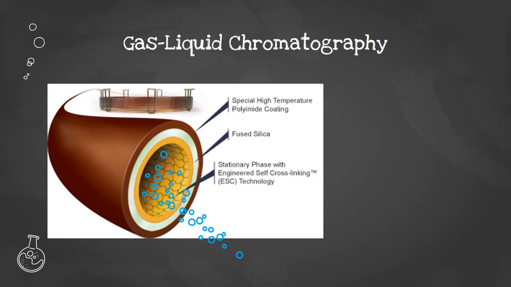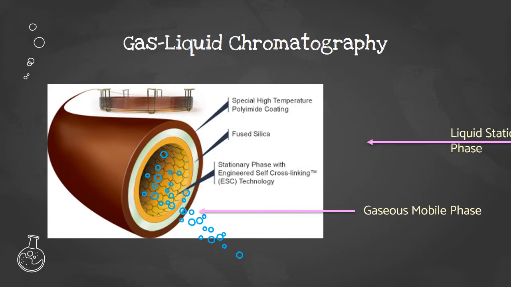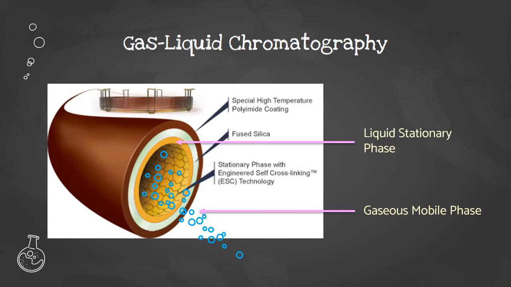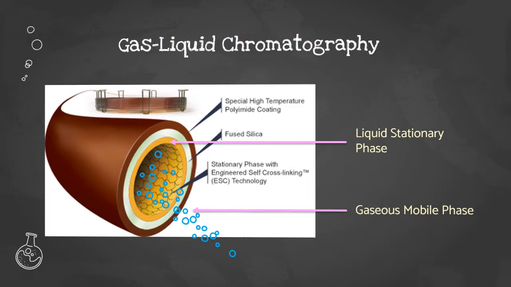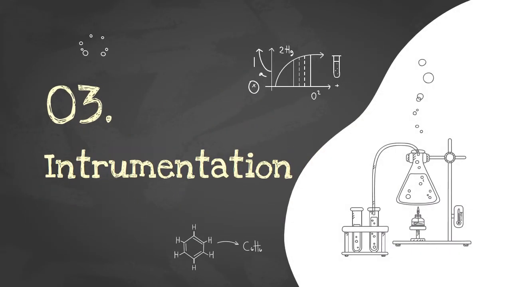Gas-liquid chromatography is based on partitioning of the analyte between a gaseous mobile phase and a liquid phase immobilized on the surface of an inert solid packing, or on the walls of capillary tubing. Now, let's discuss the components of a typical GC system.